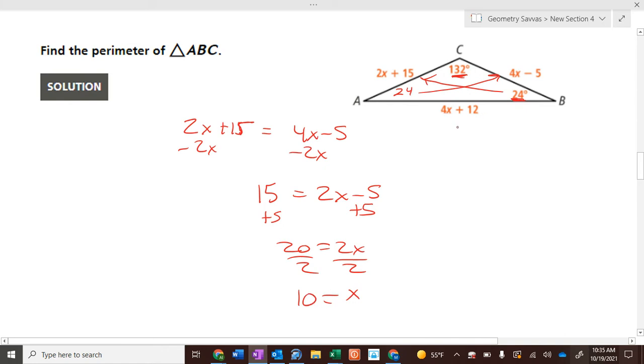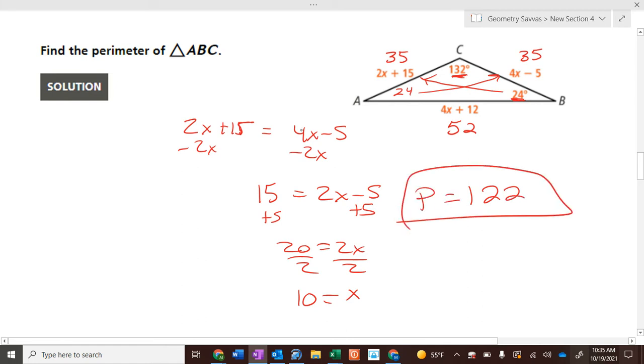What's 40 plus 12? So AB is 52. What's 40 minus 5? 35. What's 20 plus 15? 35. Okay? You find all three sides. So if you add them up, they add up to 122, and that is the perimeter because it asks, what is the perimeter? Make sure you look and see what it's asking for.